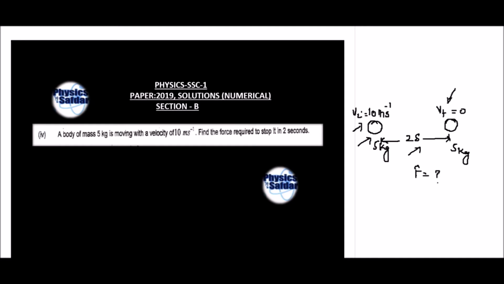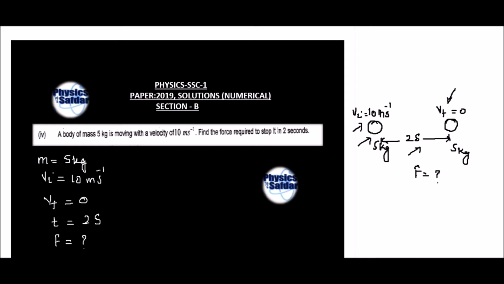First write the information given and required. You know the mass of the object is 5 kg. Initial velocity is 10 meter per second. Final velocity is 0. Time taken 2 seconds. And finally we need to calculate force.